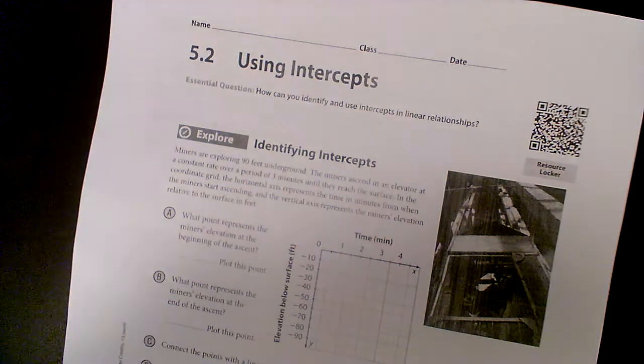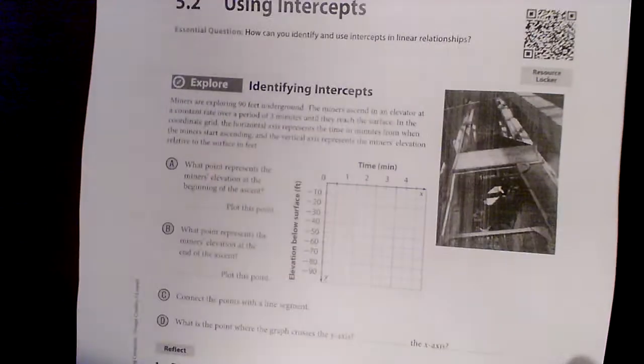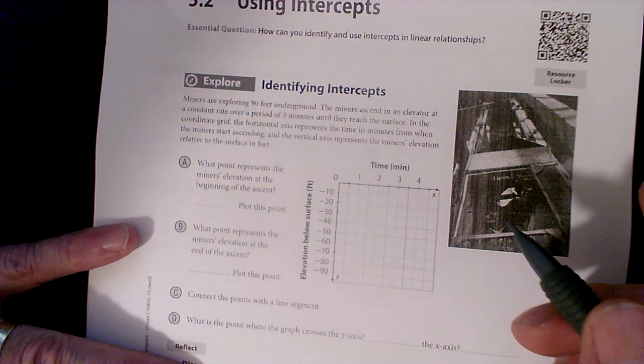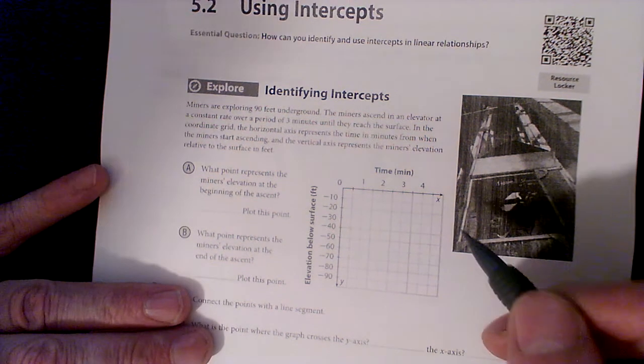Alright, one of the important things you guys can do is understand what intercepts are. They usually have specific meanings. They're usually important parts of the graph. And we're, of course, talking about X and Y intercepts. Alright? So here's an example.